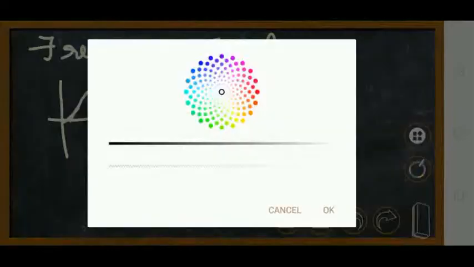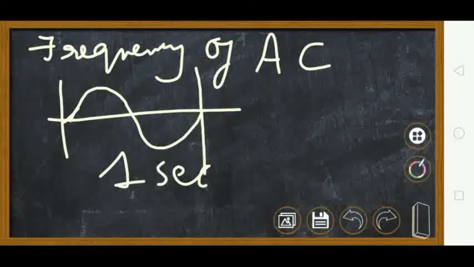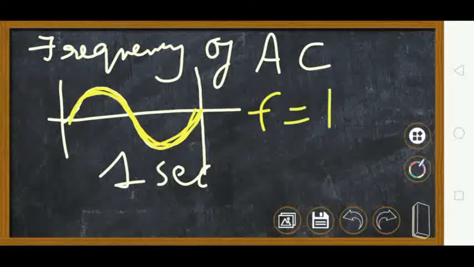Now let's see what we mean by frequency of an alternating current. Here an AC current is represented like this. This part is known as one oscillation, from here to here. So if in 1 second it completes one oscillation, then its frequency is 1 rotation. In this one rotation, it has one positive and one negative.